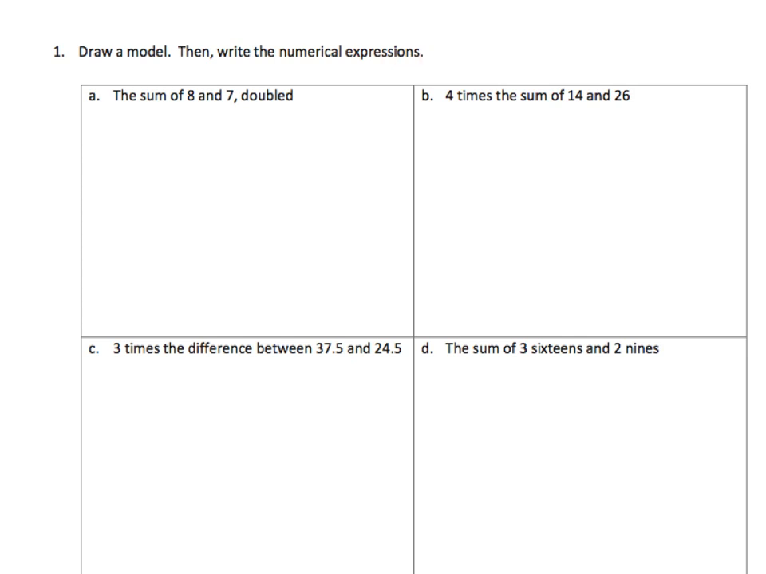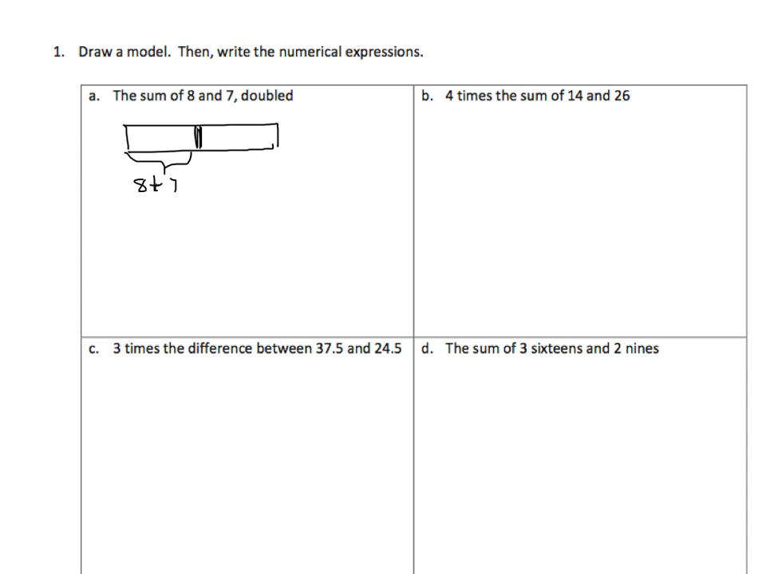All right, let's draw some models here. After we read the problem, it says the sum of 8 and 7 doubled. We're going to represent that with a tape diagram. I'm going to draw a tape diagram. I'm going to partition it into two parts because I am doubling it. So we are going to take one of those partitions and we're going to write 8 plus 7. So this tells us that we're going to double the sum of 8 and 7.